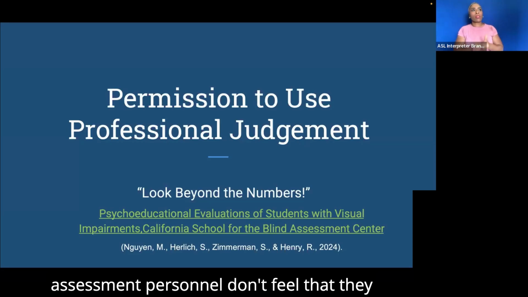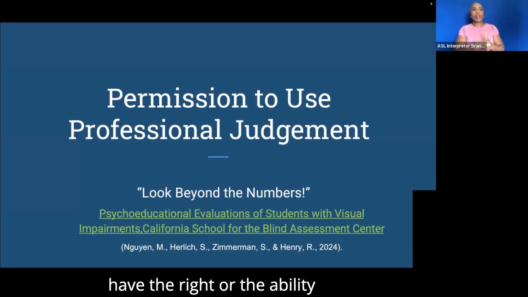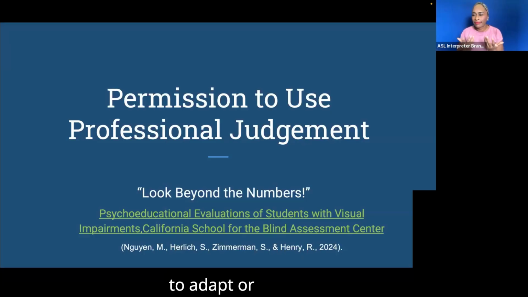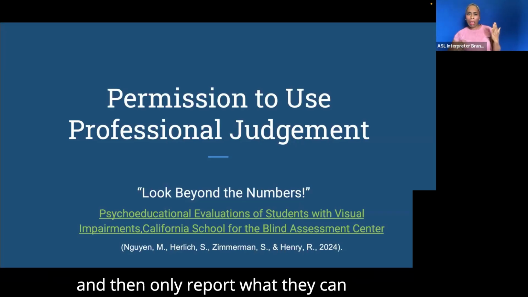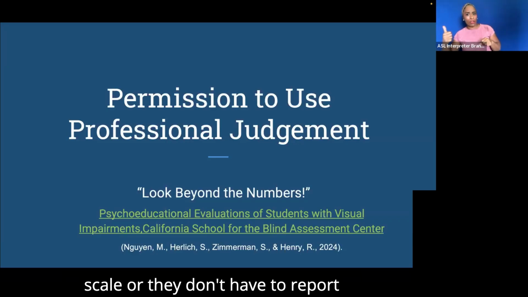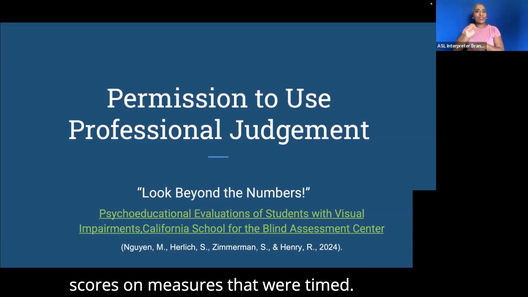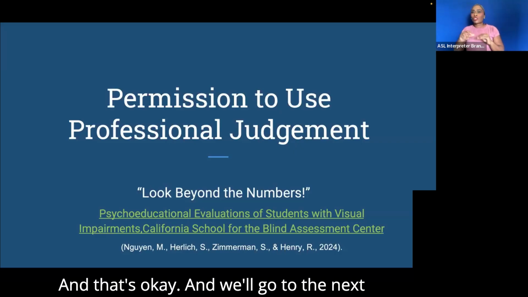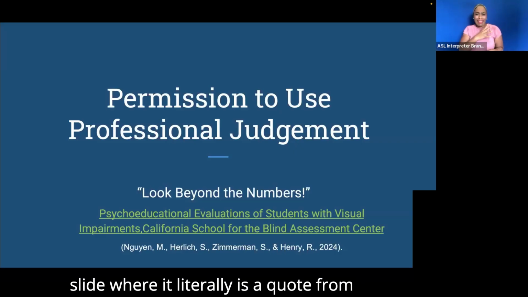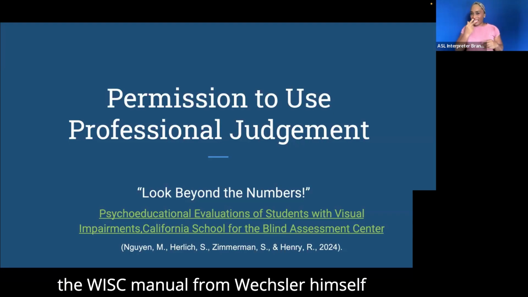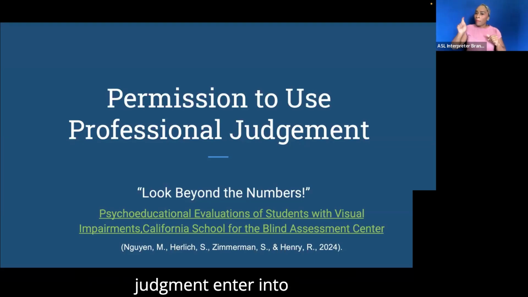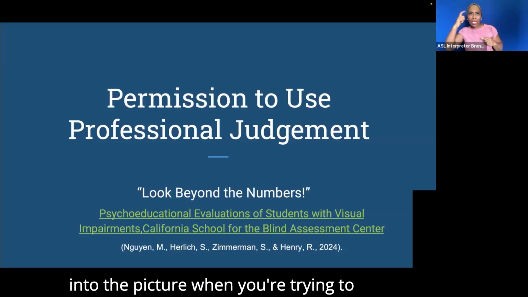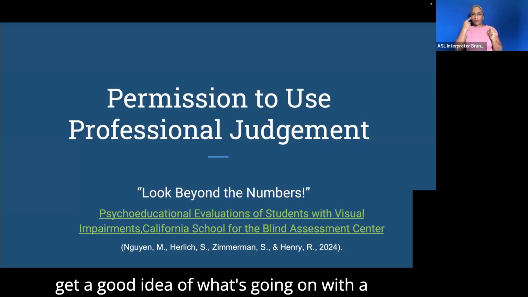And sometimes our assessment personnel don't feel that they have the right or the ability to adapt, or even pull subtests from different measures to get what they need and then only report what they can report. They don't have to report a full scale, or they don't have to report scores on measures that were timed. And that's okay. We'll go to the next slide, where it literally is a quote from the WISC manual from Wechsler himself, where he's talking about the fact that you have to have professional judgment enter into the picture when you're trying to get a good idea of what's going on with the kiddo.